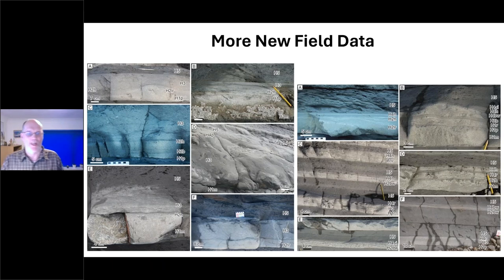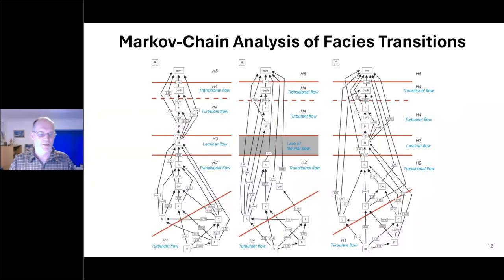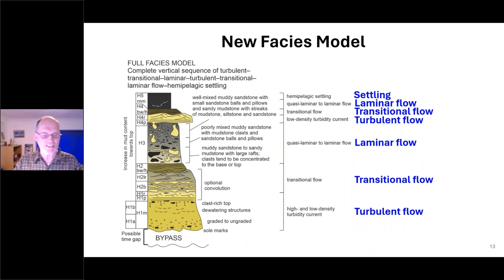To make sense of this large data set, we did Markov chain analysis to find the most common facies transitions at multiple levels of hierarchy. And this led us to a series of facies transition flowcharts like the one here, and that eventually led us to a facies model for the hybrid event beds in the study area.